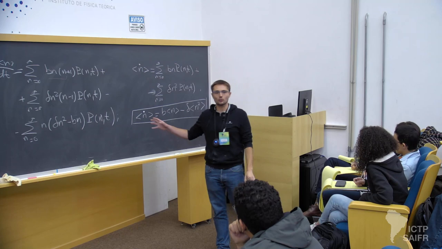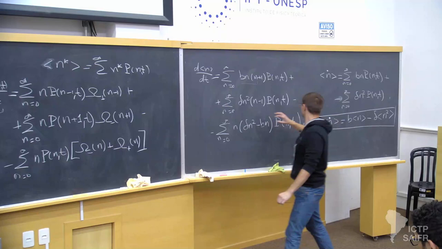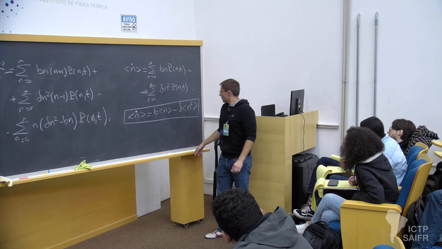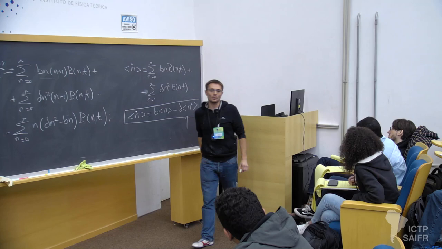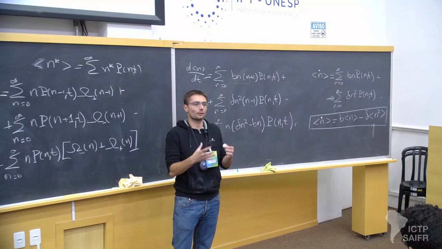This is what we have once all the terms go out, and we use the definition of the mean to rewrite the equation. So we have an equation for the evolution of the mean population size that depends on the mean population size, but it also depends on the mean value of n squared. And in principle, we wanted a closed equation for the mean value of the population size, right?